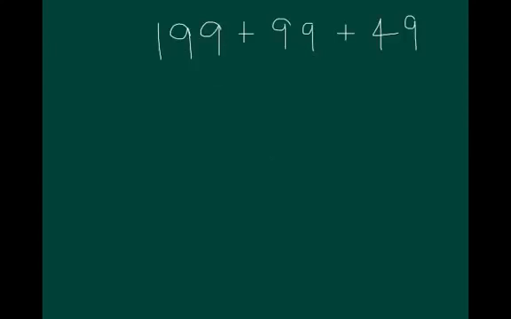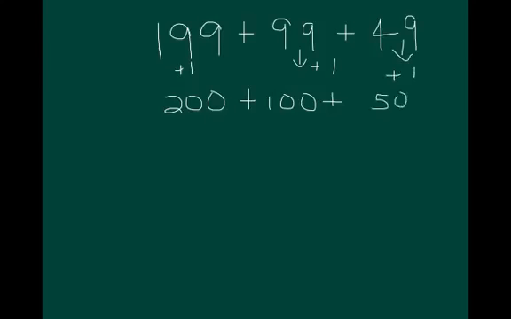Now you've probably noticed that compensation works beautifully for numbers that are close to the next 10 or 100. So here, if kids are thinking about this as compensation, thinking about that as 200, 99 is really 1 away from 100, and 49 is close to 50.